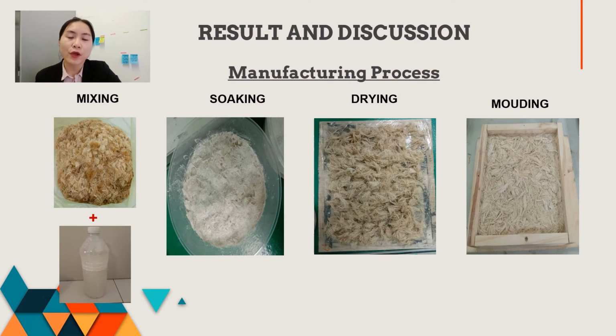This is the result and discussion for this study, and the manufacturing process that involve are mixing, soaking, drying, and molding. So for mixing, the fire retardant is mixed with water and put the KENAF fiber inside the mixture and let the KENAF fiber soak in the mixture for 1 day or 24 hours. Then after that, take out the fiber from the mixture and let it dry for 2 or 3 days in a room temperature. Then the last process will be molding process.